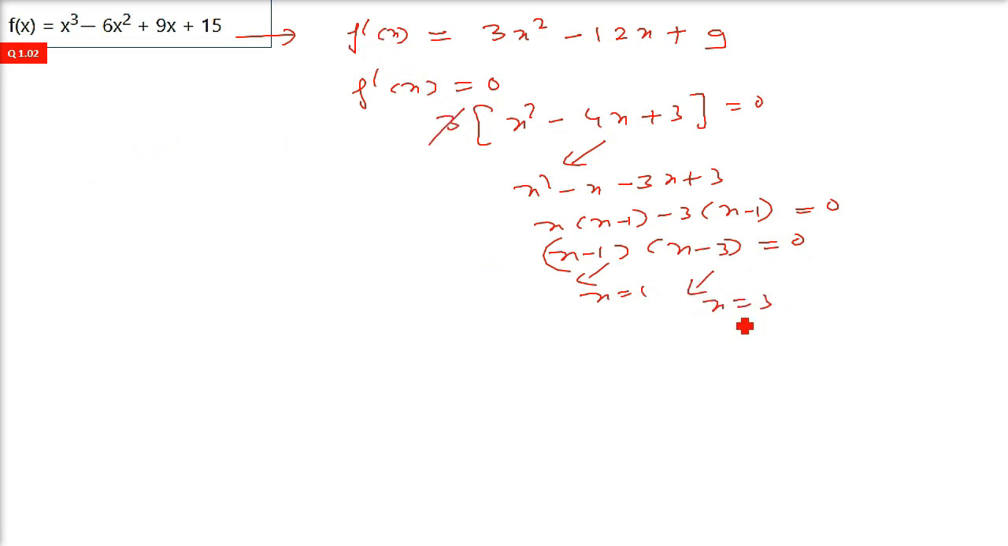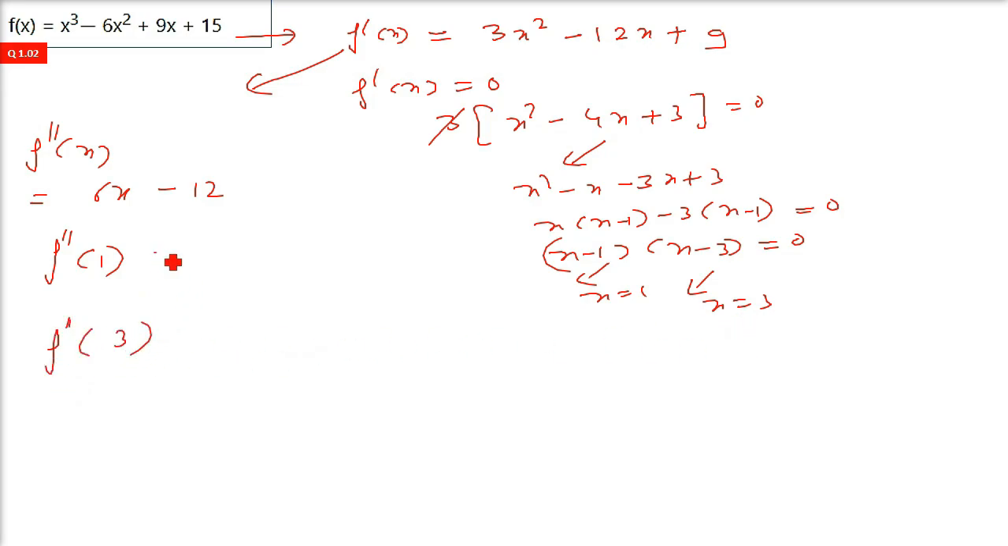When you got x equals 1 and x equals 3, these values have to be placed in f double prime x. That is, you have to differentiate the differentiation. Double differentiation I'm talking about. So f''(x) is 6x minus 12. This is the double differentiation. Now you have to place 1 and 3 in this f''(x). So f''(1) and f''(3) you have to find out.